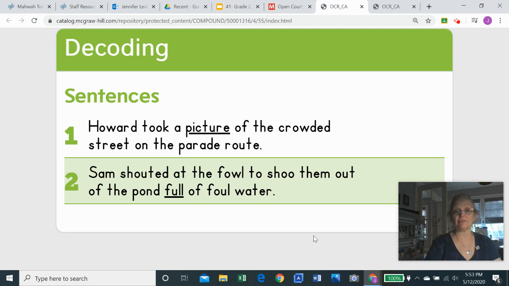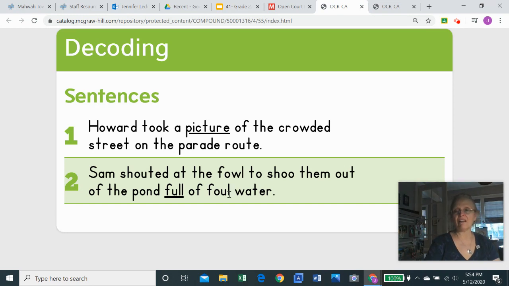Now let's read line 2. Sam shouted at the fowl to shoo them out of the pond full of foul water. Wow, this is a tricky one. Sam, a young man, shouted at the fowl, F-O-W-L, which means some kind of bird, to shoo them out of the pond full. Full is one of our high frequency words, which means up to capacity, of foul, which means sticky, sticky water.